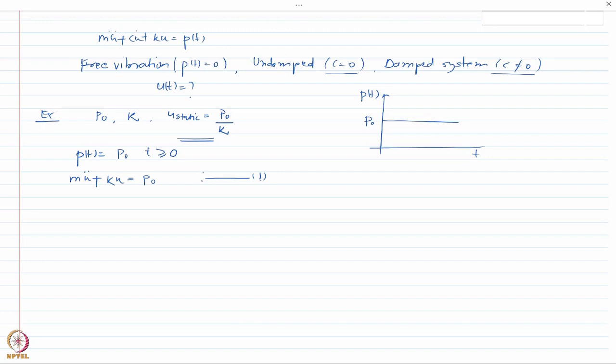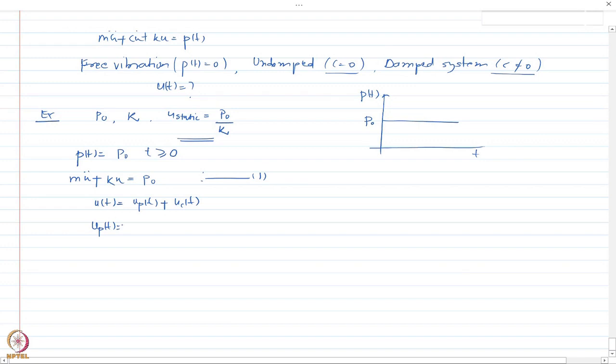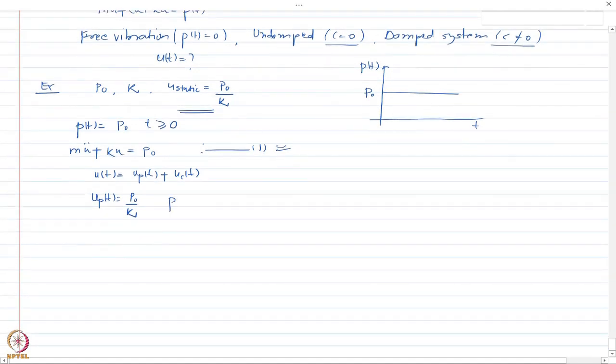Okay, so for a second order differential equation, the total solution ut is represented by the sum of a particular solution and a complementary solution, which is also called the homogeneous solution. A particular solution is any solution that satisfies the equation of motion. In this case, I can directly see that if I substitute up equal to P naught by k, then the double differentiation of upt is zero, and I get P naught equal to P naught. So this could be used as a particular solution.